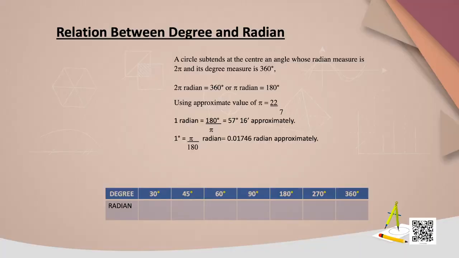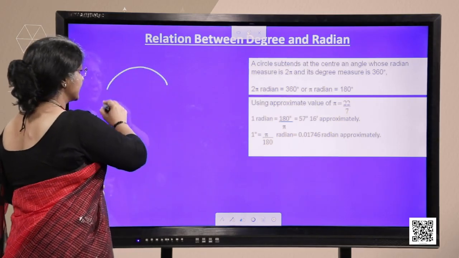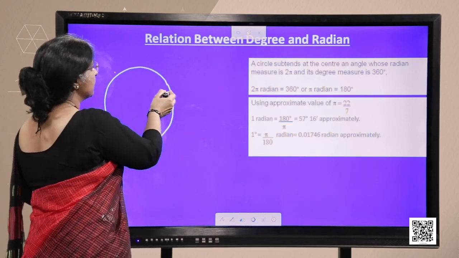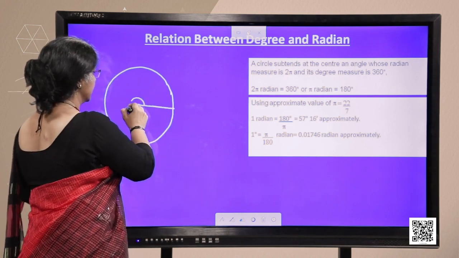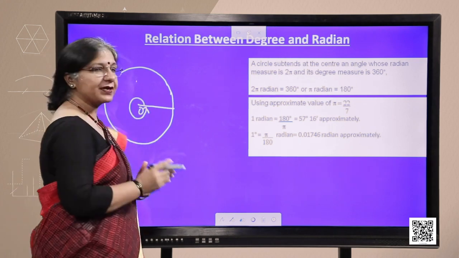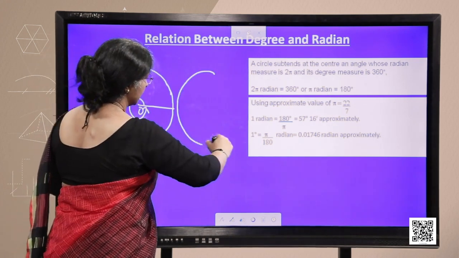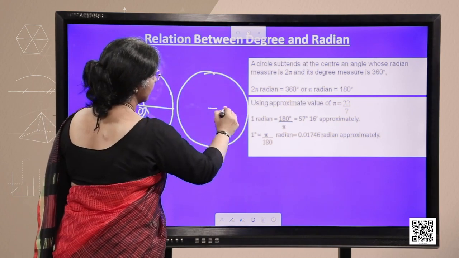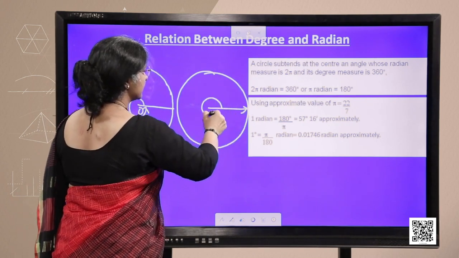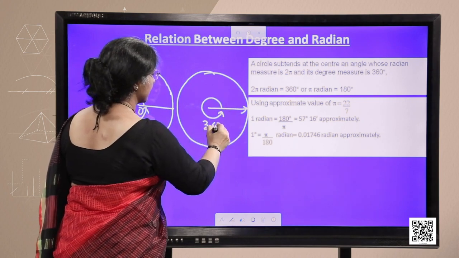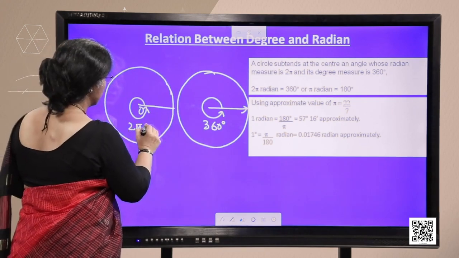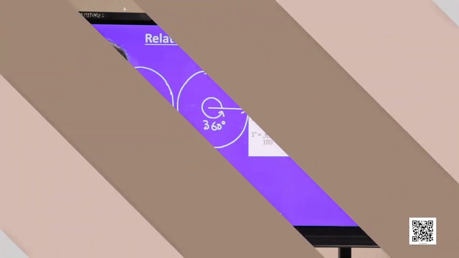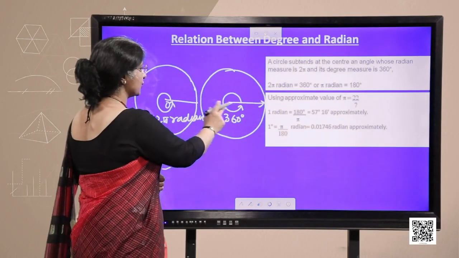A circle subtends at the center an angle whose radian measure is 2 pi. If it is a unit circle, then we can say a complete revolution corresponds to angle 2 pi. If it is considered in degrees, a complete revolution by this terminal side is represented by 360 degrees. So in both cases we have taken the unit circle.